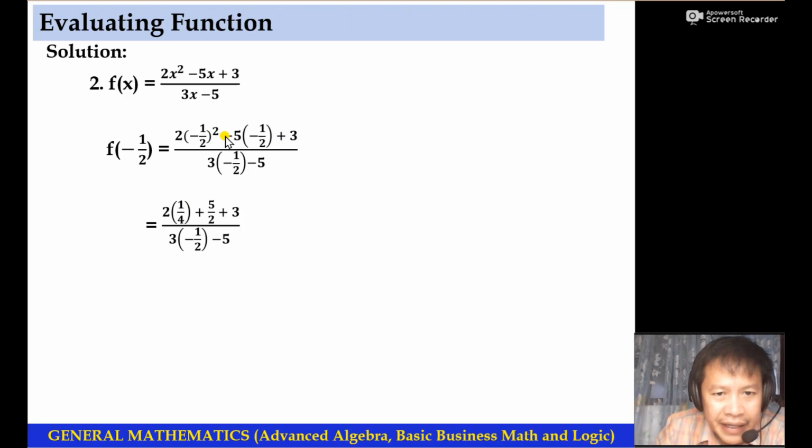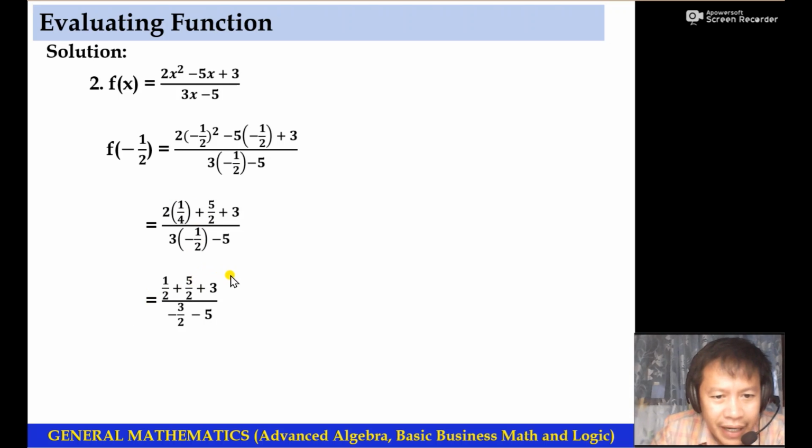And here, negative times negative is positive. Then 5 times 1 is 5. Then 1 times 2 is equal to 2. This is it. Then copy positive 3 here. Then after that, proceed with the denominator. Negative times positive is okay. Not yet simplified, no? So what I did is to copy first here. Okay, then we have to proceed with the next step.